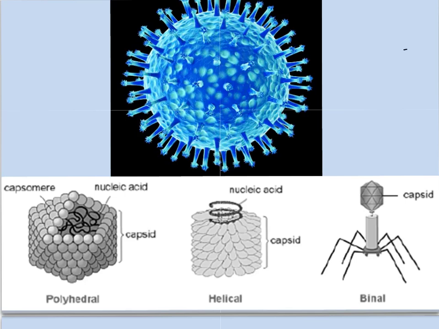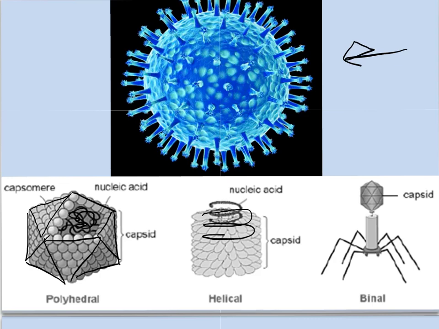So here's our spherical. And then this is going to be our polyhedral. So each of these circles represents a protein, and these protein subunits are going to form this same shape over and over again. So do you see how this is making triangles? And then the DNA is all inside of here. So here's helical. All of the proteins are in a helix.